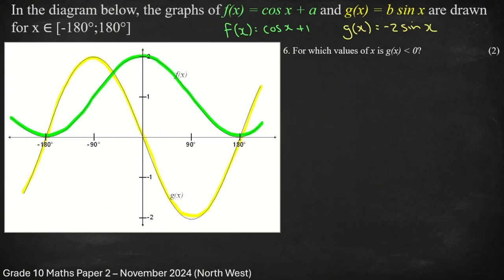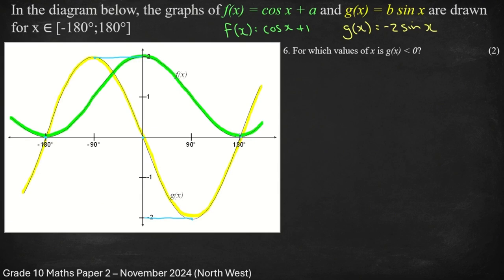Question 6. For which values of x is g of x less than 0? So what they want to know is, where must this yellow sine graph be on the x-axis so that it is less than 0? Let me explain it to you like this. When this yellow sine graph is at minus 180 degrees, the y value is 0. When it is at minus 90 degrees, it is equal to 2. When it is at 0 degrees, it is equal to 0. When it is at 90 degrees, it is equal to negative 2. And when it's at 180 degrees, it is equal to 0 again.